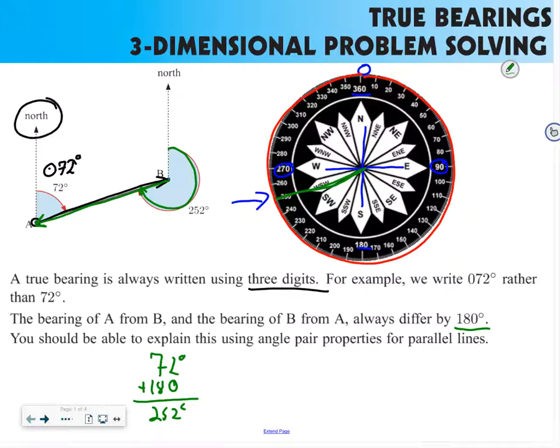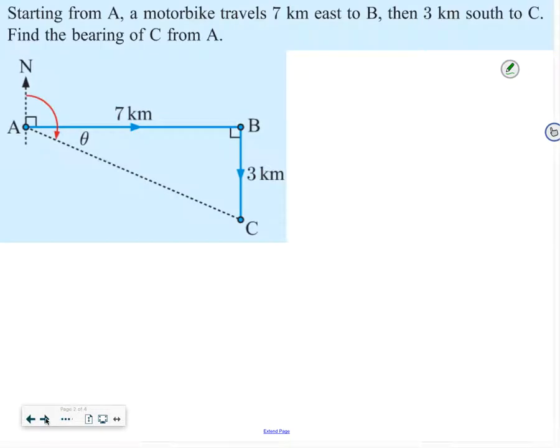Okay, so let's look at an example here. We'll start off basic with just true south and true east bearings. So we're starting at point A, and we are going to head due east on a motorbike at 7 kilometers. So we head due east for 7 kilometers. East is 90 degrees from our north, so we draw a straight line to the right.